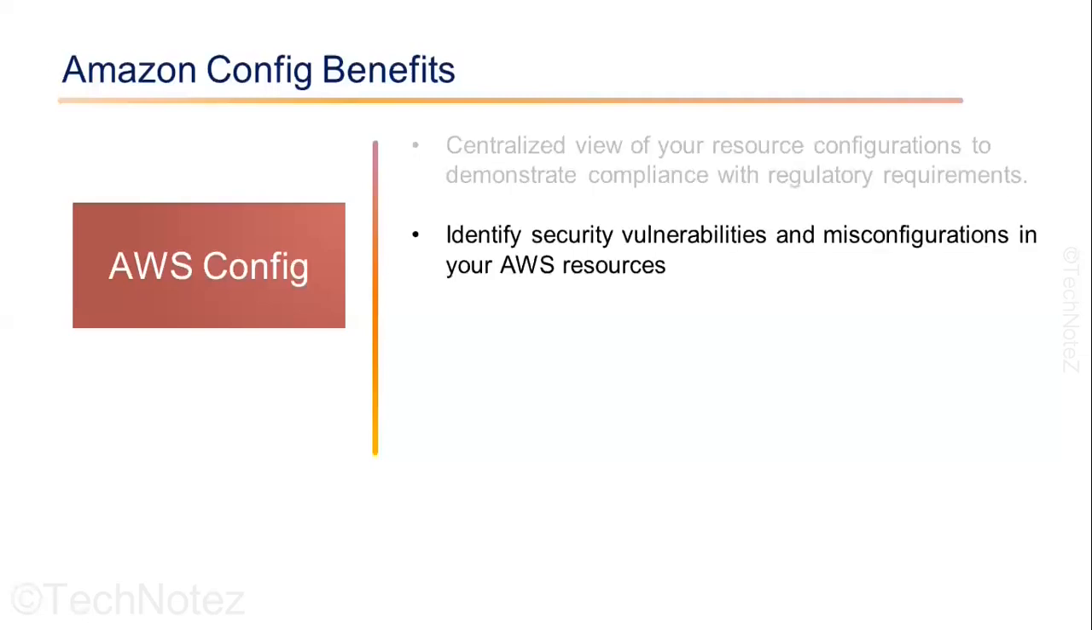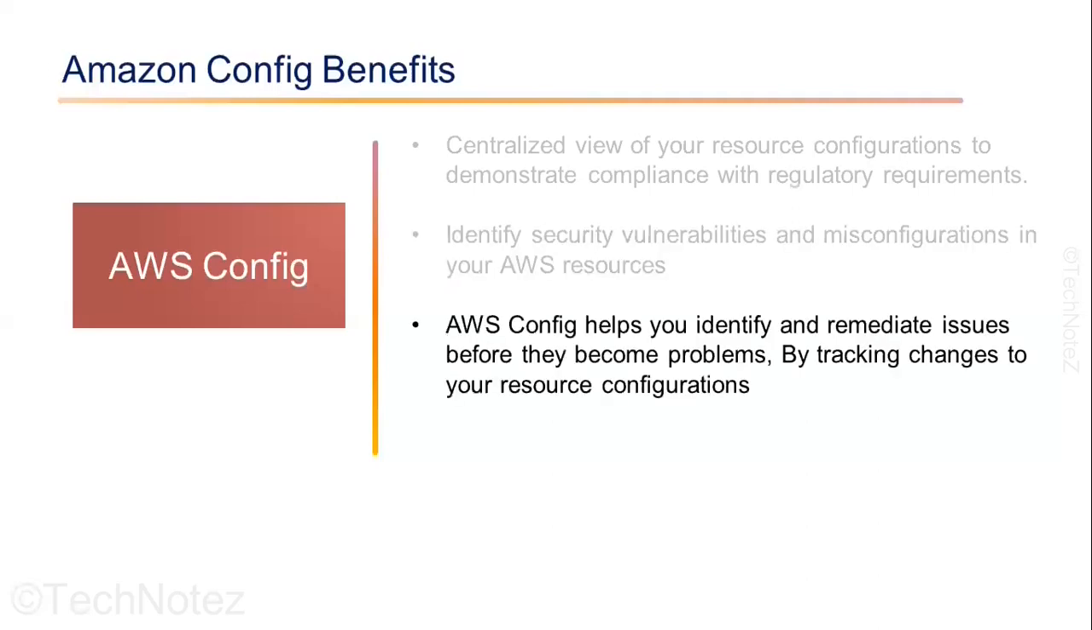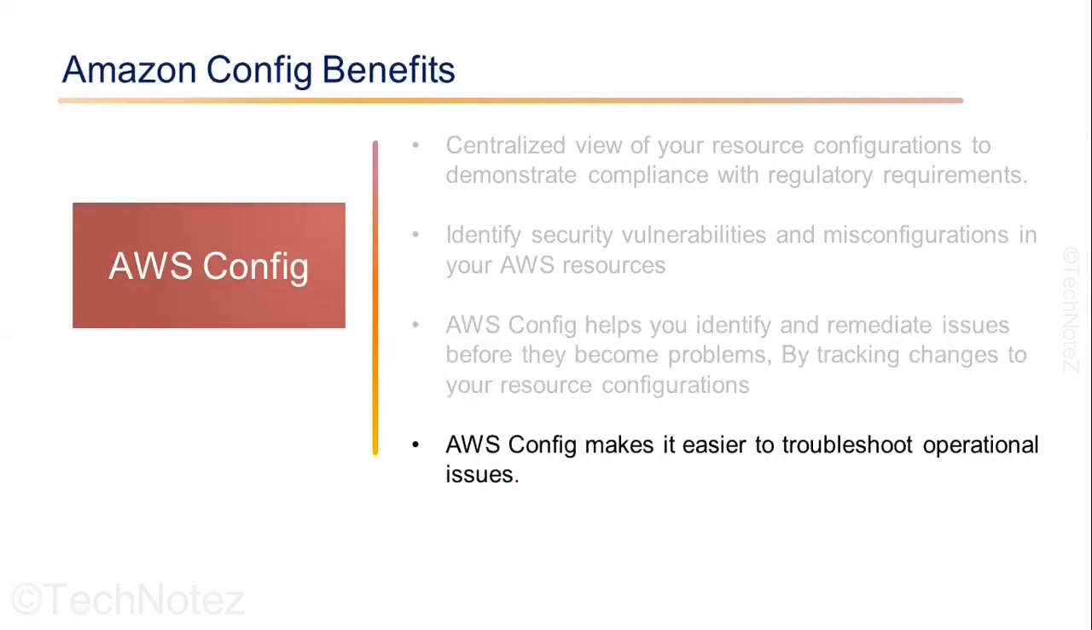Improve security. AWS Config helps you to identify security vulnerabilities and misconfigurations in your AWS resources. Reduce risk. By tracking changes to your resource configurations in real time, AWS Config helps you to identify and remediate issues before they become a problem. Simplify troubleshooting. With detailed tracking of configuration changes, AWS Config makes it easier to troubleshoot operational issues.